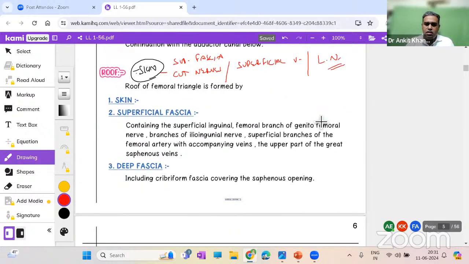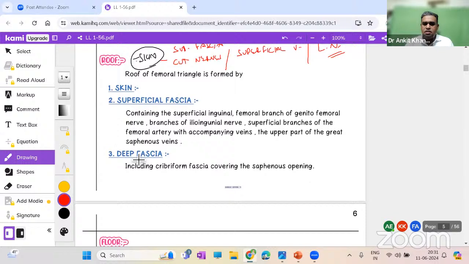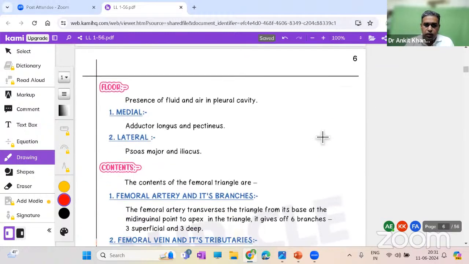Let us see then the skin, superficial fascia. Below this, you have the deep fascia, where you remember that saphenous opening we discussed, and we had a cribriform fascia. That is just below the roof part, or you can say the lower part of the roof. We have all of this, right? So here you can go through them, take a screenshot of which are the superficial veins and the cutaneous nerves over here.